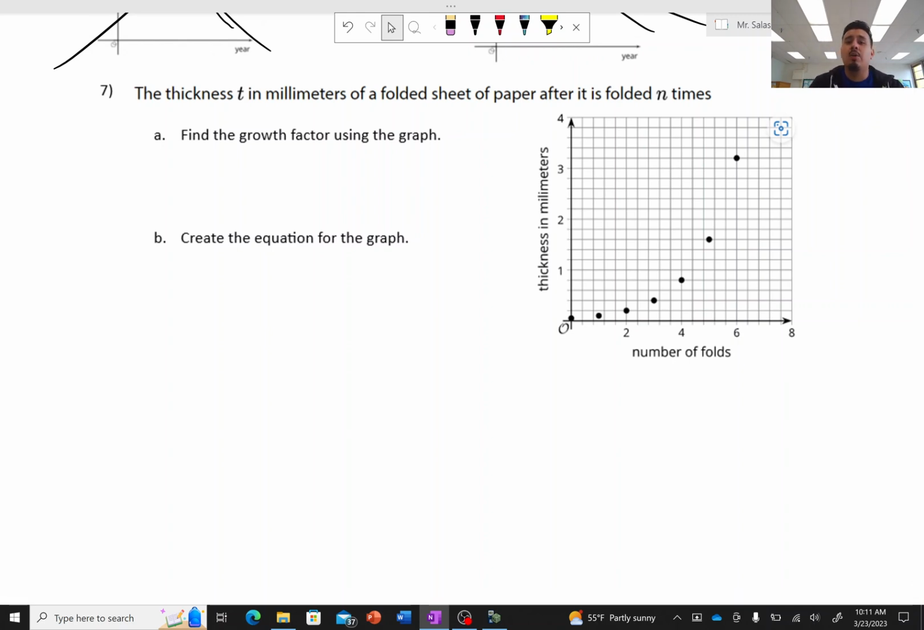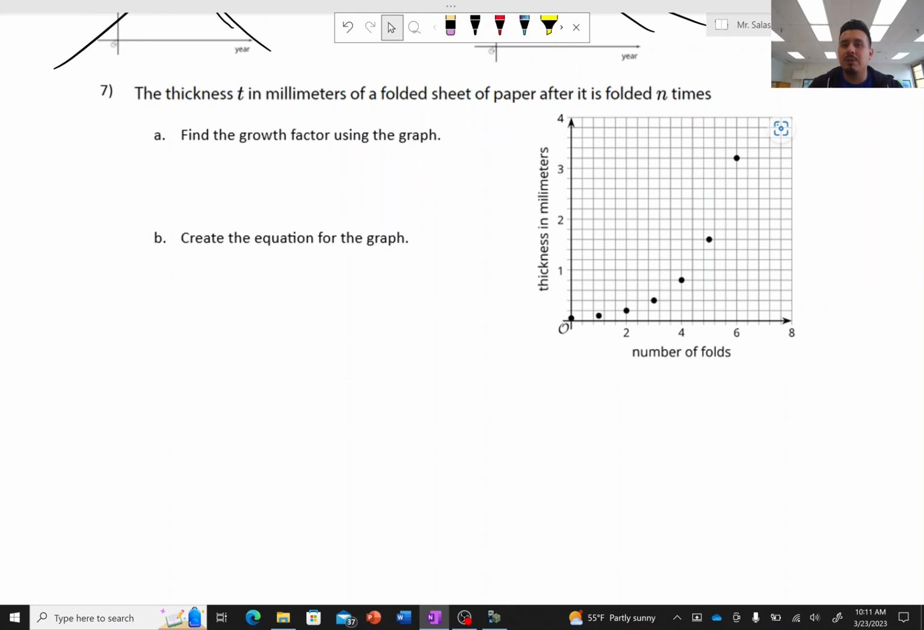We're looking at the final problem in our study guide. Number 7 says, the thickness T in millimeters of a folded sheet of paper after it's folded n times. Well, that doesn't give much information. Basically, it's just telling us that we're folding a paper and that the thickness is in millimeters. It says find the growth factor using the graph.